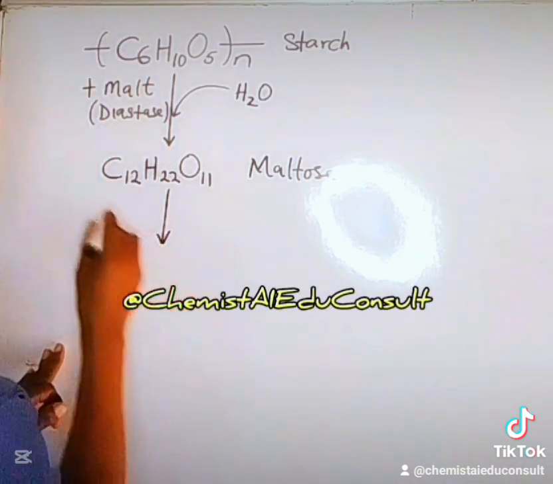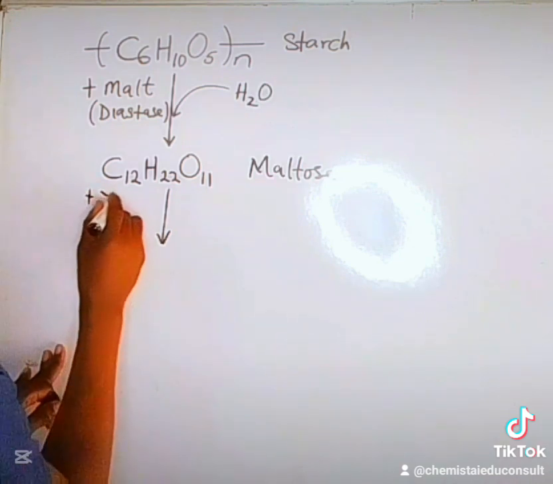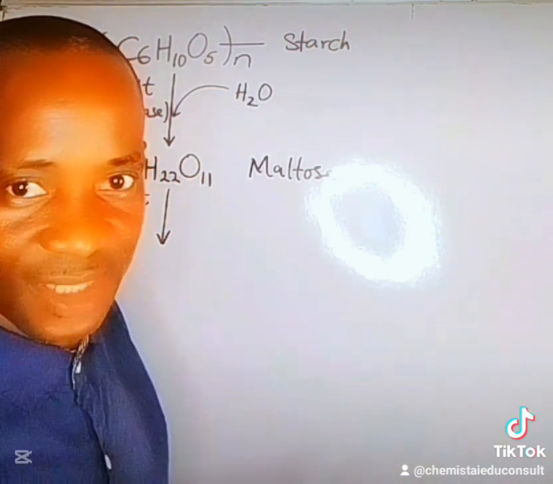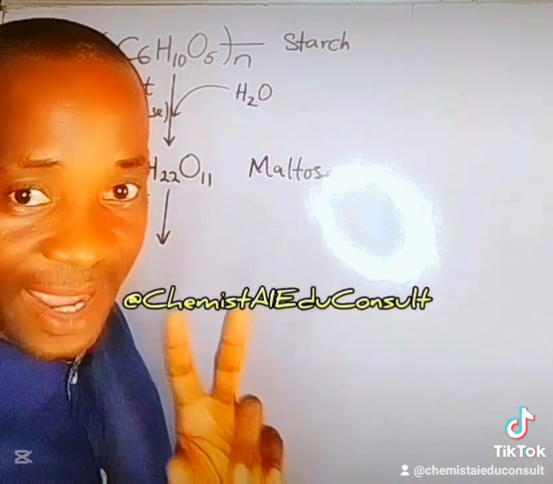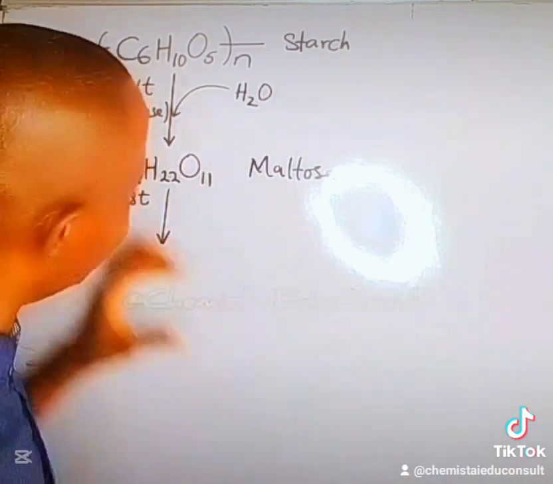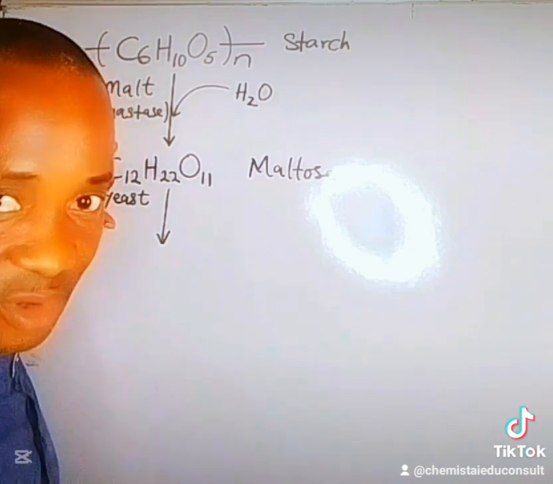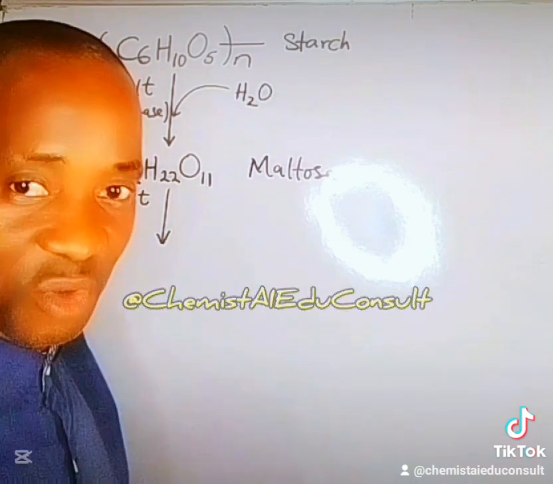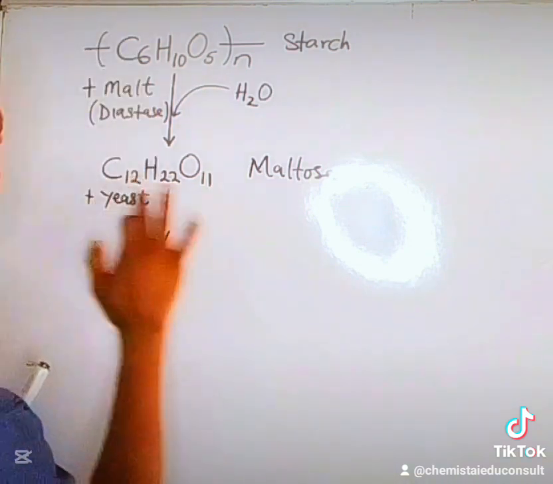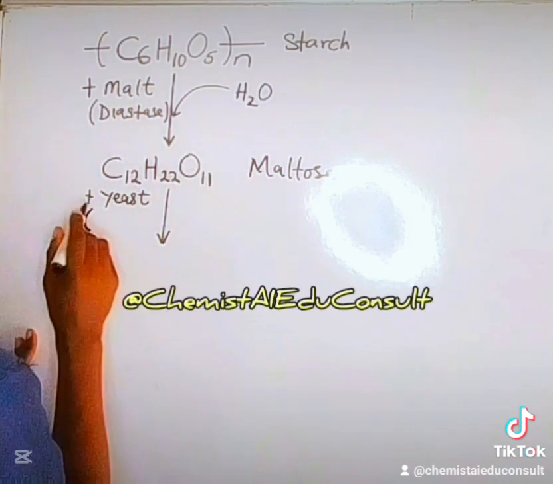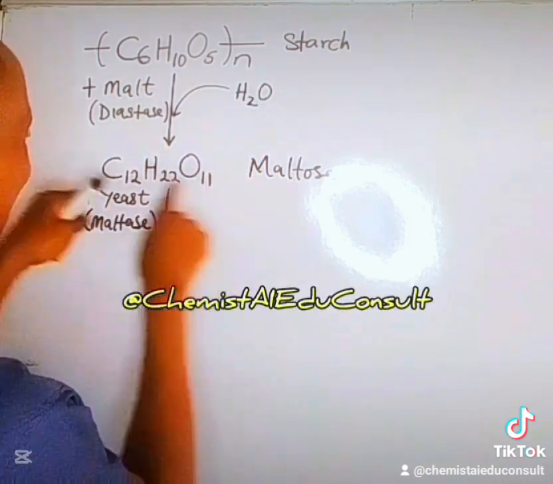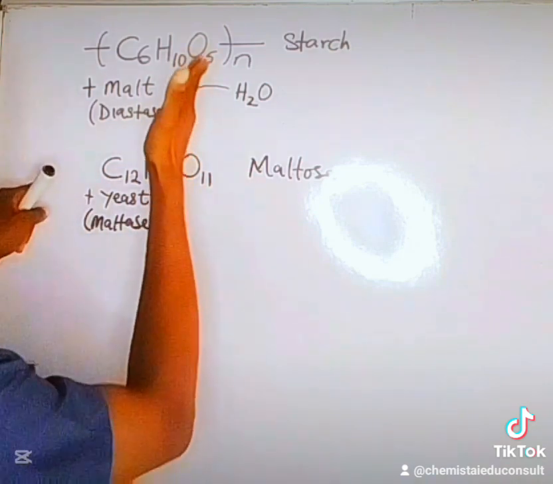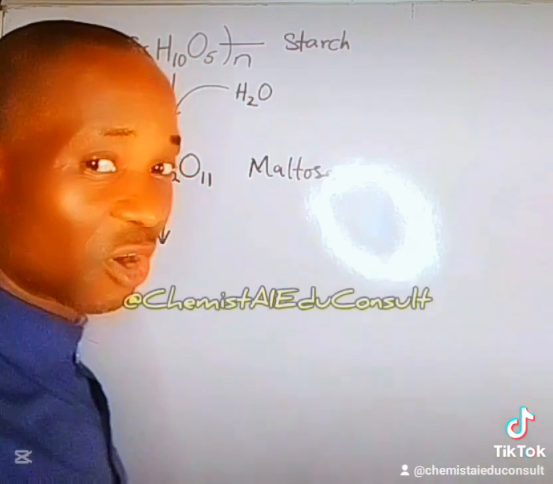You represent addition of yeast like this. And remember, yeast contains 2 enzymes. One of them converts this maltose to glucose, and the second one converts the glucose to ethanol. So the one that converts maltose to glucose is maltase. As a disaccharide, the maltose is going to be broken into 2 with addition of water.